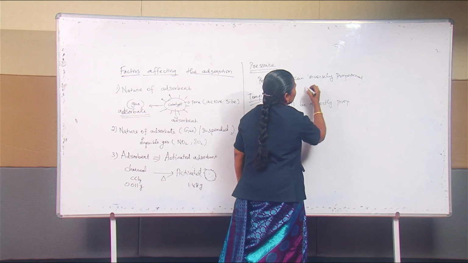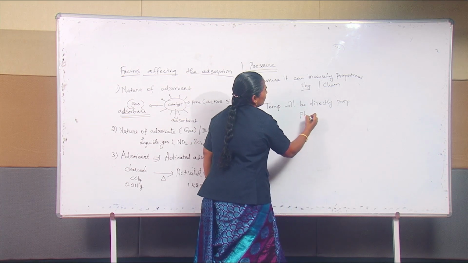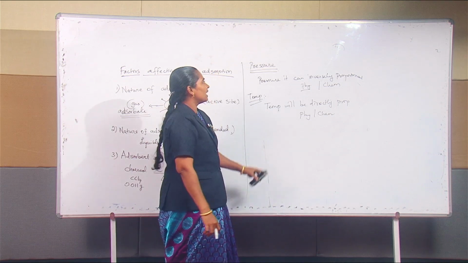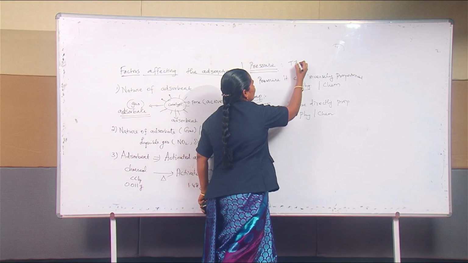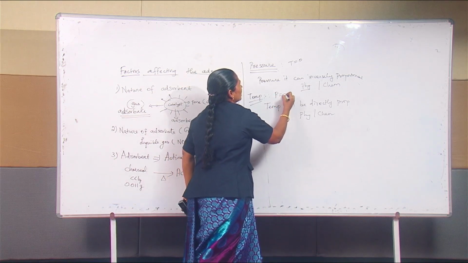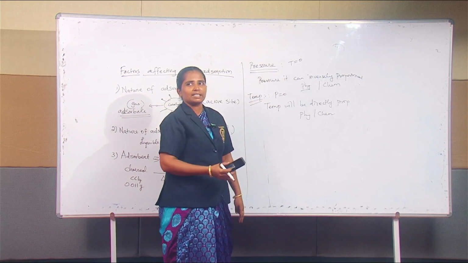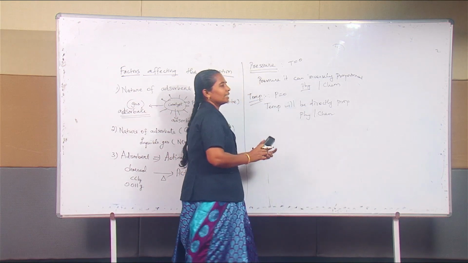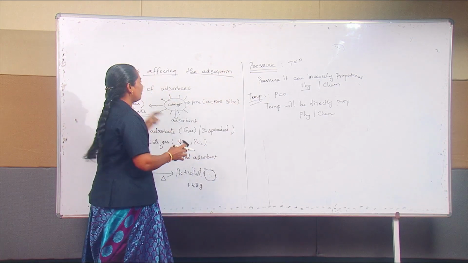This may vary based on physisorption as well as chemisorption. When there is a change in pressure, the temperature will be constant; when there is a change in temperature, the pressure will be constant. Based on constant temperature, different isotherms exist, such as Freundlich and Langmuir. These are the different factors affecting the role of the catalyst.